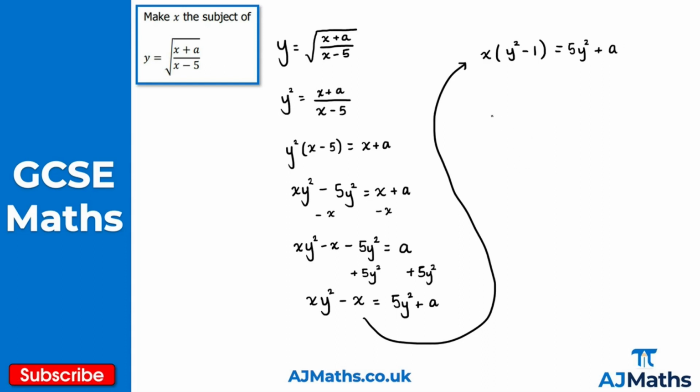And then finally, if we just want to make x a subject here, we just need to get rid of this y squared minus 1. And we can do that here by dividing both sides by y squared minus 1. In that case, then on the left-hand side here, we just simply get x. So x is equal to 5y squared plus a, then we just divide by y squared minus 1. And there we have it. So that's the solution there to question 3.